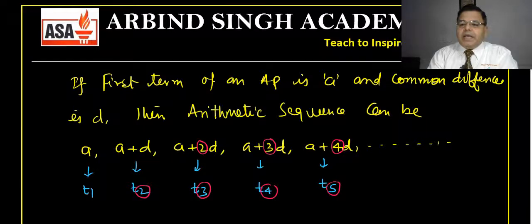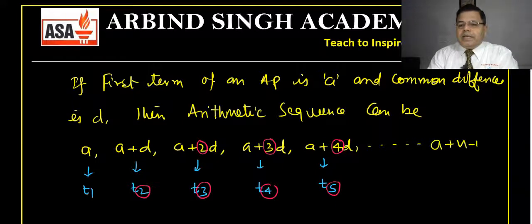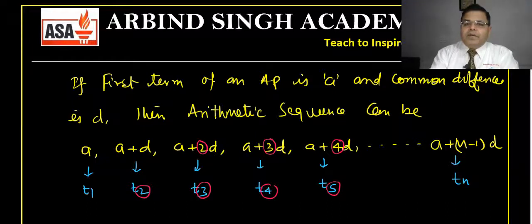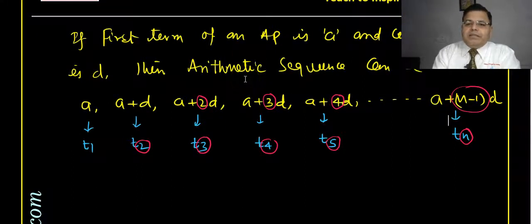It will be A plus n minus 1 into D. It can be written like A plus n minus 1 into D. A plus n minus 1 into D must be described as the nth term. Right? That will be the Tn term. Why is this the Tn term? Because it is n, so the coefficient is n minus 1. Here, the coefficient is n minus 1. So we can consider it the nth term of the sequence.